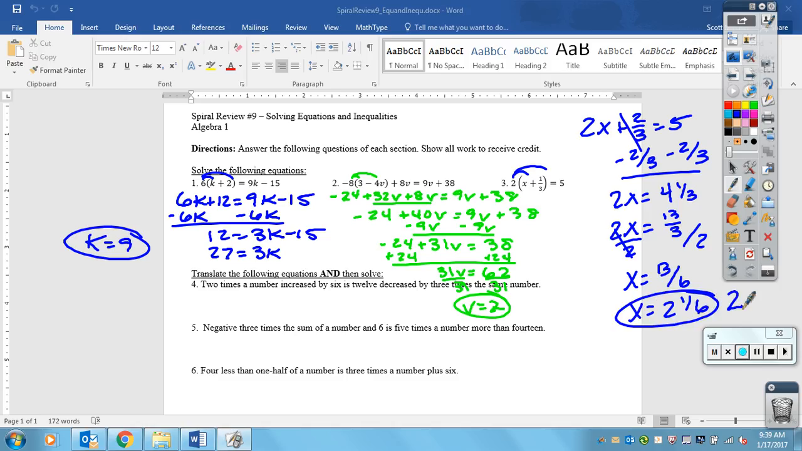2 and 1/6, or 2.16 repeating, those are both equivalent. Make sure you don't put 2 and 1/7. Make sure you're not rounding.